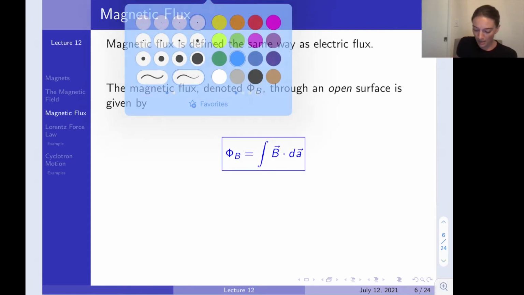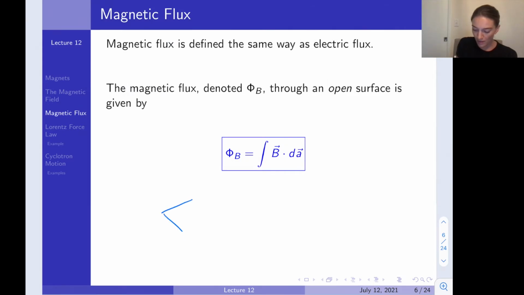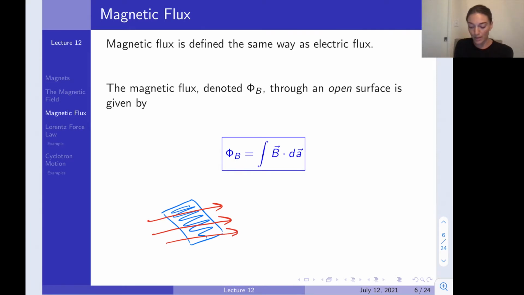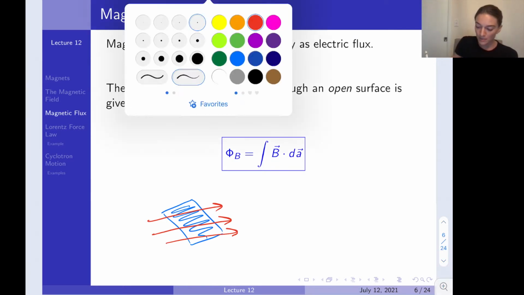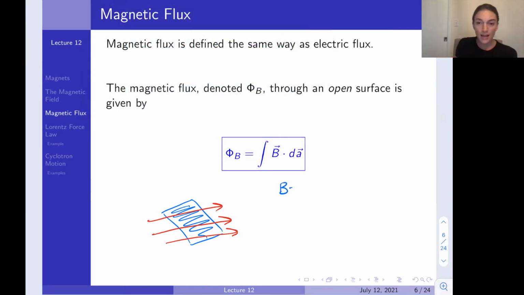So again, just like in the case of the electric field, if I have some open surface like a sheet like this, and then I have some magnetic field going through it, the flux of the magnetic field going through that surface will just be the integral of B dotted into the area element, or for a constant field, just B dot A. So just like for the case of the electric field. And this is because the magnetic field is a vector field just like the electric field, and you can calculate the flux of any vector field.